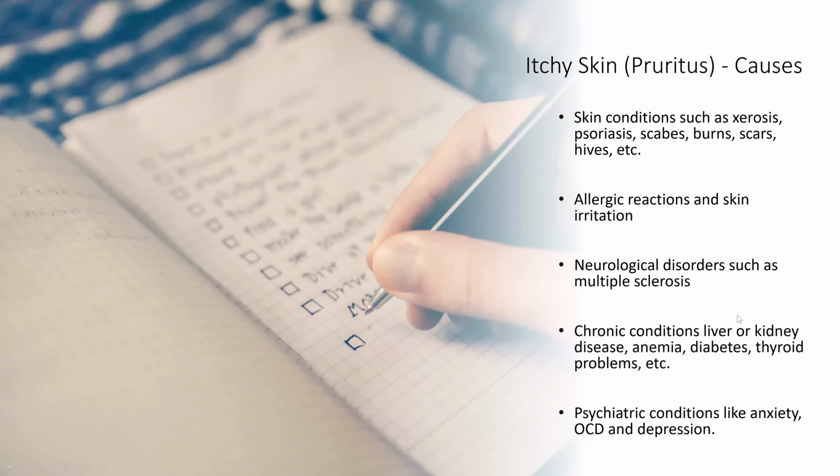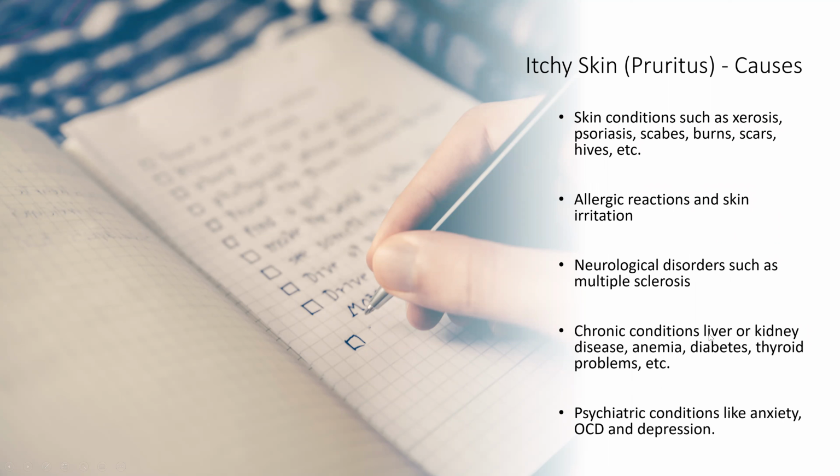And then chronic conditions like liver or kidney disease, anemia, diabetes or thyroid problems can also cause your skin to be very itchy. And in these cases, the itch is usually all over your skin. So it doesn't choose just one region, it's everywhere. Which is why I said if you have generalized itch or if your skin itches for a long period of time, let's say a month or more, this is really a good time to have your doctor take a look at it. It can be a GP or a dermatologist.